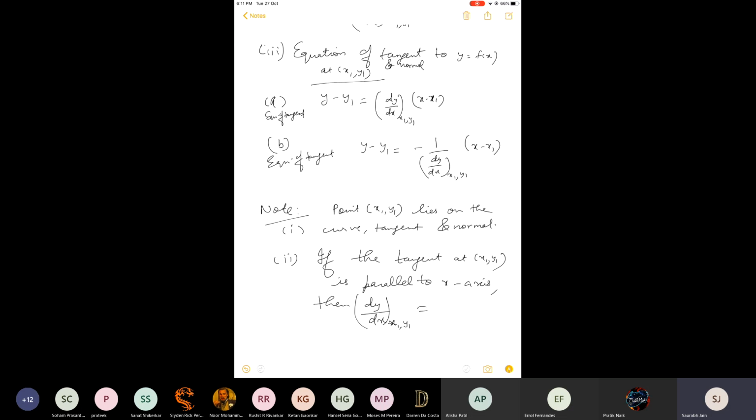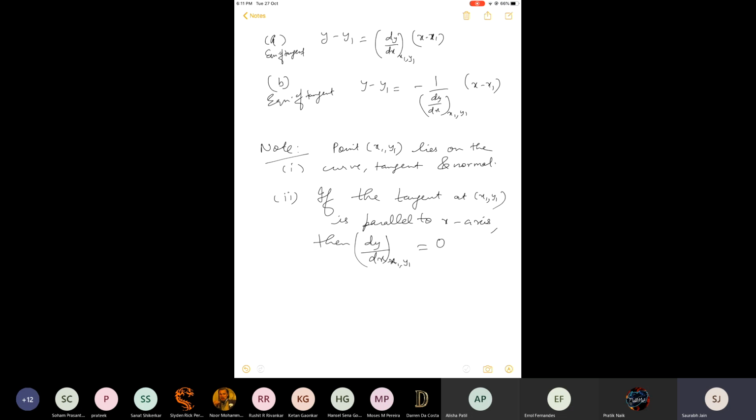See, if the tangent is parallel to x-axis, and if two lines are parallel, their slopes are equal. If you remember, we measure angle starting from x-axis only. So x-axis makes 0 degrees with itself, so its slope is 0. Slope is tan theta. And if a line is parallel to it, its slope will also be 0. So any line which is parallel to x-axis, its slope will be 0.